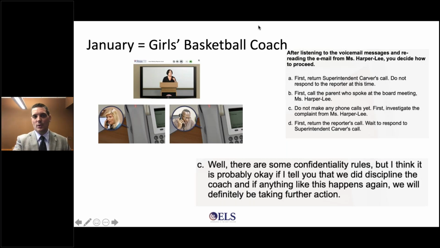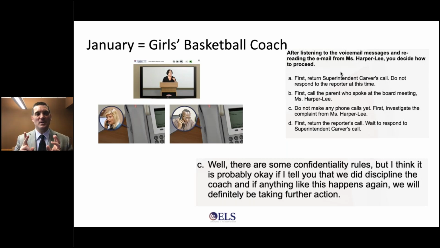So to show you what I mean, you come to this decision point. A, first return the superintendent's call, do not respond to the reporter at this time. B, first call the parent who spoke at the board meeting, Ms. Harper Lee. C, do not make any phone calls yet, first investigate the complaint. Or D, first return the reporter's call. They all chuckle with that. If you have enough time, it's fun to choose that one and show them how that plays out.